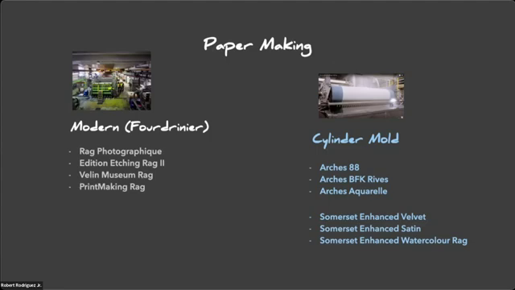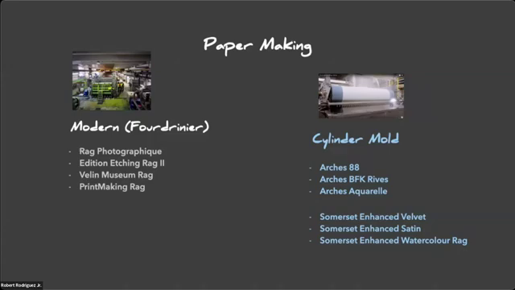The remainder of Canson's papers, the ones that have been around for the longest since Canson Infinity started, those are going to be rag photographique, edition etching rag, and now rag 2, vellum museum rag, printmaking rag. These papers are made on a more modern Ford Rainier machine. So I'm not telling you which ones are better or worse. I'm giving you the things to think about in terms of the quality and the characteristics of the papers.